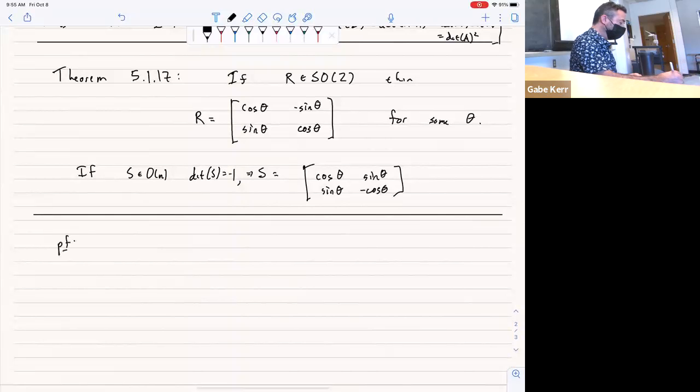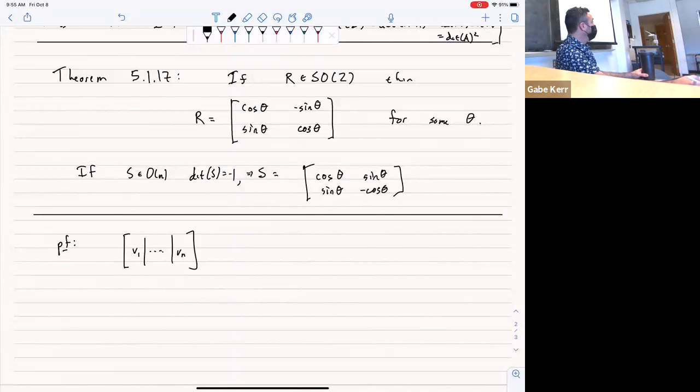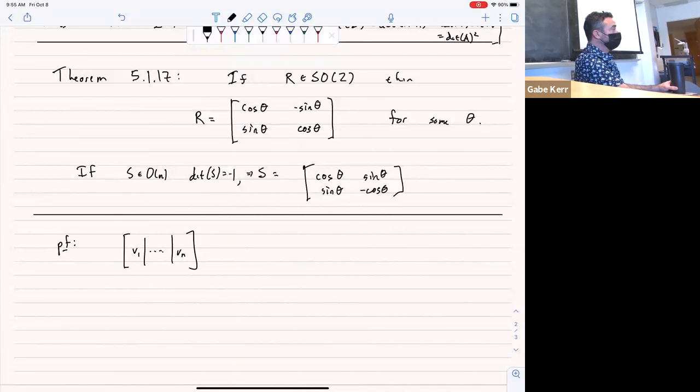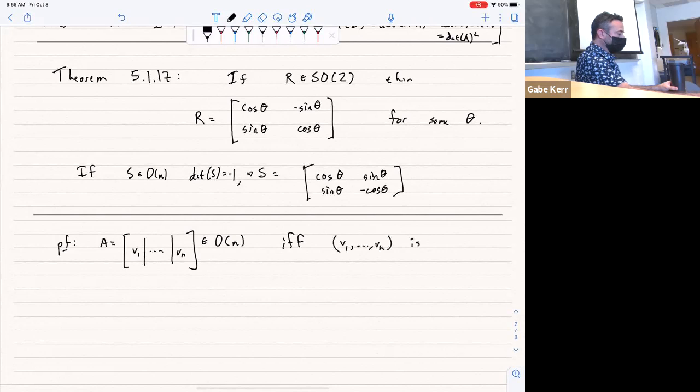Proof is really not hard. Because we had this result last time, it told us about orthogonal matrices and what they were. Remember last time we said if we have an orthogonal matrix and we look at the columns, the only way it's an orthogonal matrix is if these columns form an orthonormal basis. It's in O_n if and only if b_1 through b_n is an orthonormal basis.